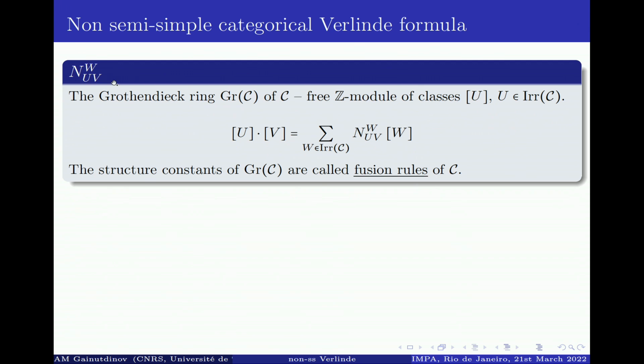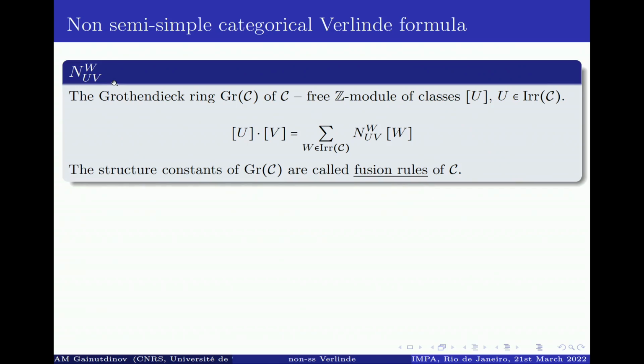It's a free Z-module with a basis given by irreducibles. So what do you do with indecomposable but reducible objects? Let's say you have a non-split exact extension of some object C, an extension of A and B. So it's not a direct sum of A and B, but just some non-trivial non-split extension. In the Grothendieck class, you just take A plus B, and so on. So every object can be written as some linear combination of these classes of irreducibles, right?